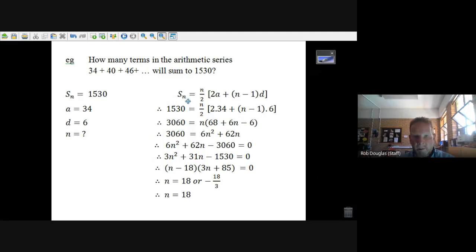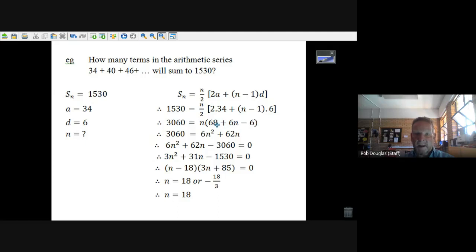Let's see what Mr. Autry did. He just put in 1530 here. We don't know what n is, but we know A is 34, and we know D is 6. Now we just got to solve this thing. 2 times 34 is 68. 6 times n, 6 times minus 1. 68 minus 6 is 62, and we've got 62 plus 6n.